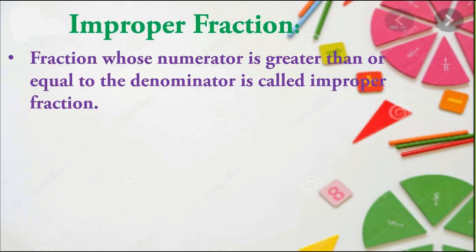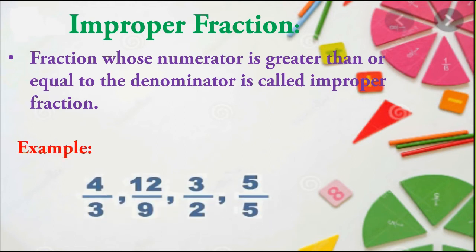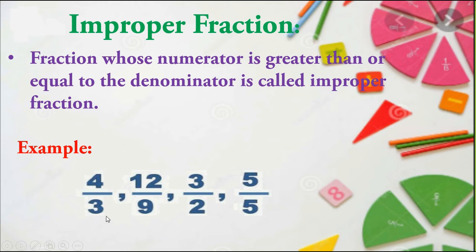Improper fractions. A fraction whose numerator is greater than or equal to the denominator is called an improper fraction. For example, here you can see different examples of improper fractions. In the first one, the numerator is greater than the denominator. In the second example, again the numerator is greater than the denominator. In the third example, the numerator is again greater than the denominator. And in the last example, the numerator and denominator are both equal. So all these are examples of improper fractions. In an improper fraction, the numerator is greater than or equal to the denominator.